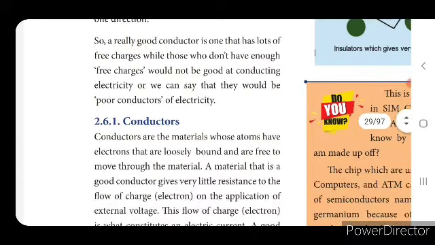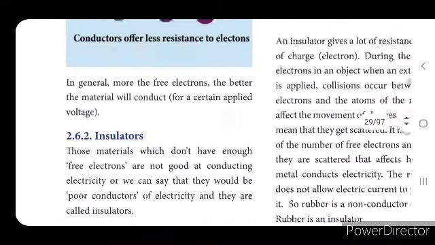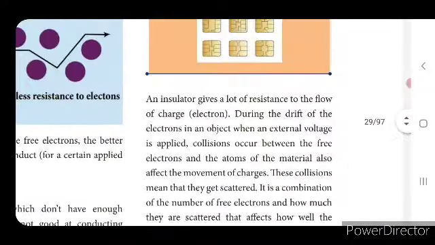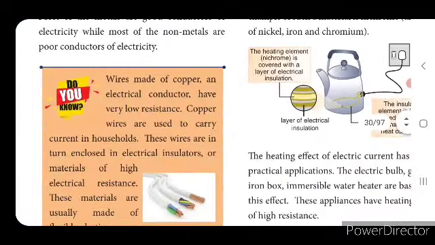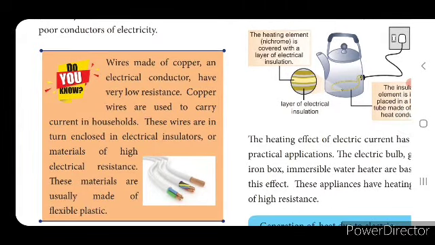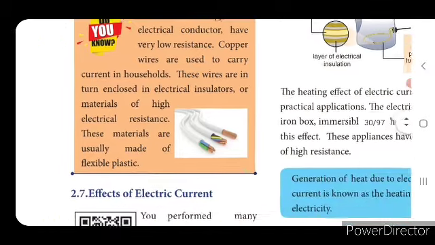Okay, and the conductors I explained everything now. The next one, insulators. If you understand the basic thing, that is enough children. Here it is given elaborately, no need to confuse yourself. The next one, wires. Wires are made up of copper, an electrical conductor which has very low resistance. So copper wires are used to carry the current in households. These wires are in turn enclosed in electrical insulators, or materials of high electrical resistance. That is, it is covered by means of insulative material. These materials are usually made up of flexible plastic.